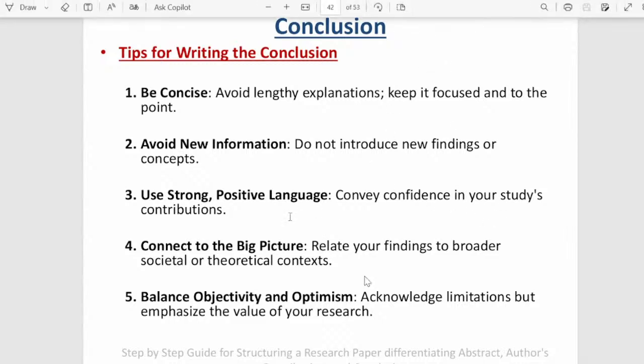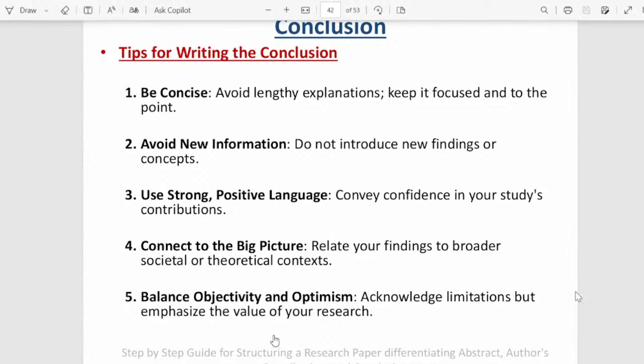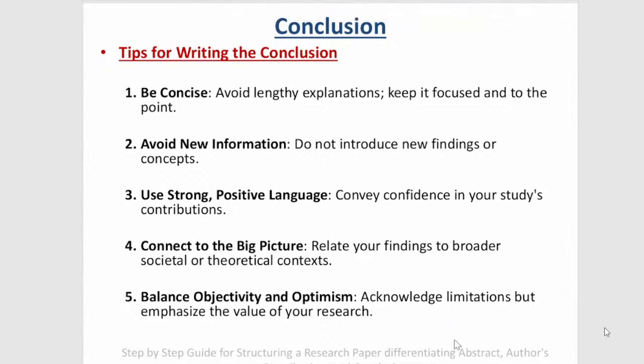We should acknowledge the limitation, but emphasize the value of our research. It's not that we are only writing our limitations in the conclusion part. So we have to balance. When we are acknowledging the limitation, we have to emphasize the value of the particular research that is being proposed in this particular study.